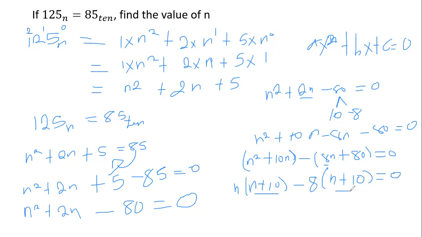You can see that n plus 10 and n plus 10 is common. So we are going to write it once. Then we are going to have n minus 8 into n plus 10, and then we equate this to 0.